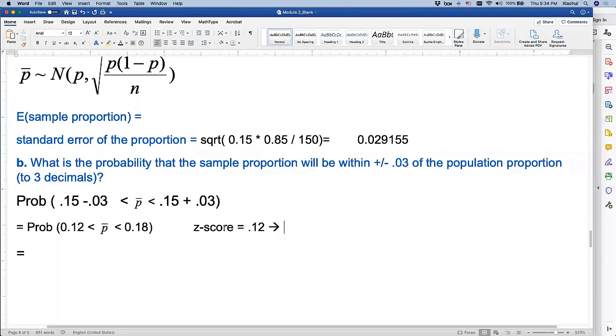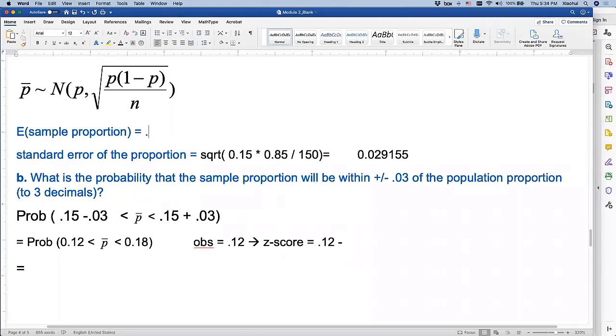Oh, sorry, my bad. This is the observation. It's 0.12. You can convert it to its corresponding Z-score. What you need to do is use the observation, which is 0.12, and subtract the mean. And the mean is right here, 0.15. Remember, we calculated this part. And then you have to divide it by the standard deviation. So that's going to be this number you found.